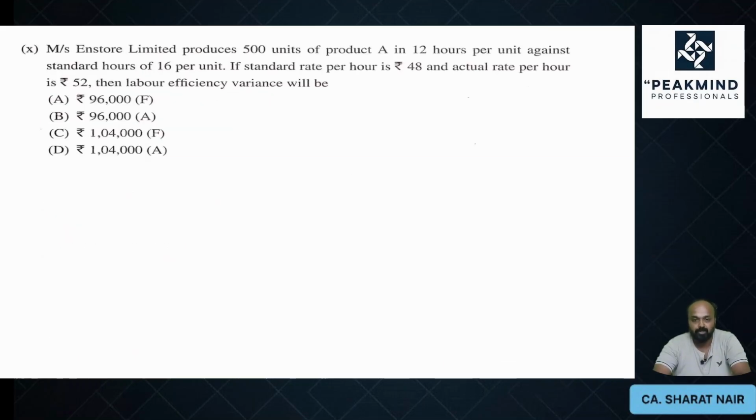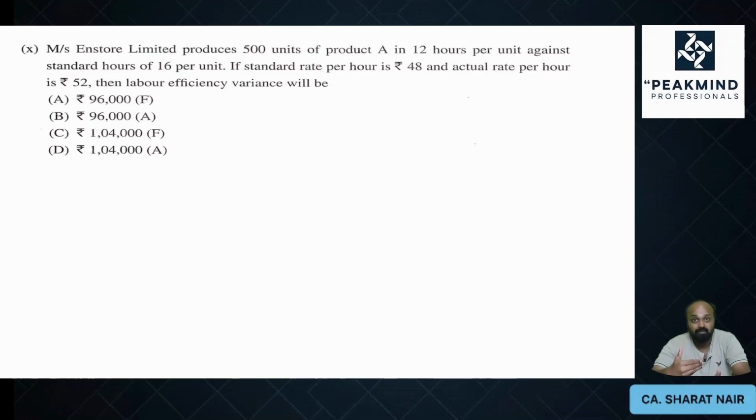Moving to the next MCQ. There is a company which produces 500 units of output, and it takes 12 hours per unit for manufacturing it, whereas the standard time allowed was 16 hours for 1 unit.